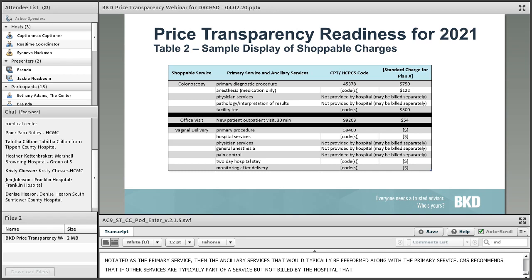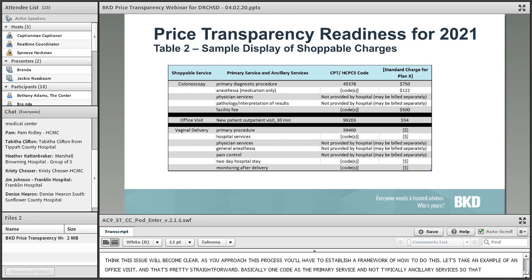Now, Table 2 is a representation of how CMS envisions shoppable services will be presented. The shoppable service, again, is noted as the primary service. Then the ancillary services that would typically be performed along with that primary service. CMS recommends that if other services are typically part of a service but not billed by the hospital, these services should be noted, but there's certainly no expectation that you would know or list the charge for those.